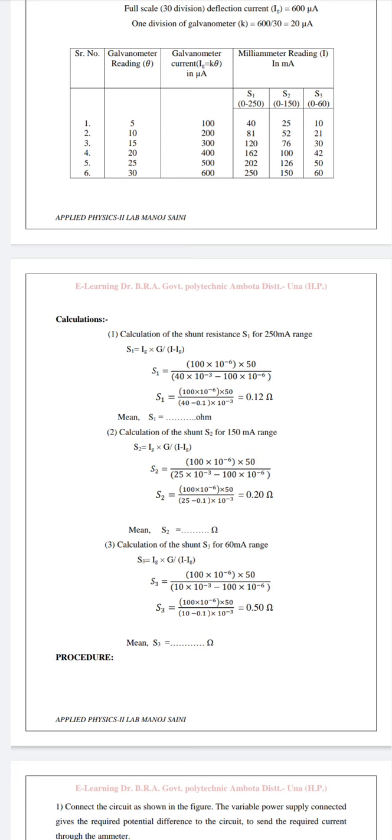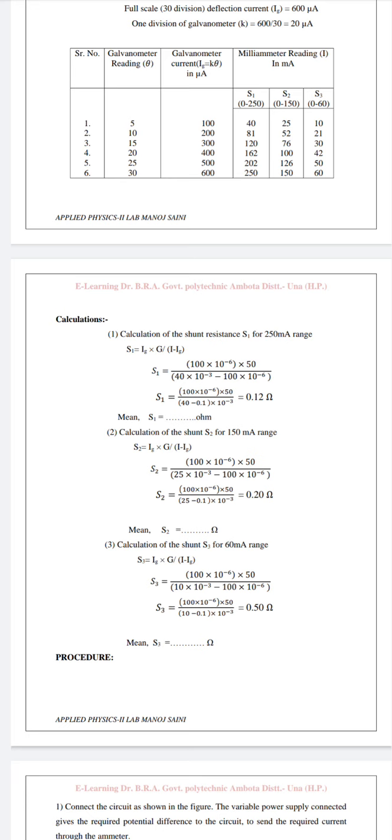For the second value of S1, we substitute the value of the second reading, 200, Ig is 200, then I changes to 81. We get the S1 second reading almost the same, or with a little bit of difference. You can calculate it on your own. And for the third value 300, 120, 400, 162 and so on. The sixth value is 600, 250. So at the end, all these 6 values of S1 are added together and divided by 6, and we get the mean of S1.